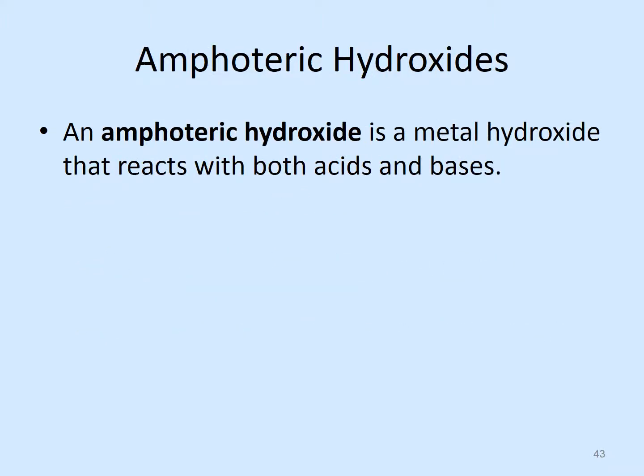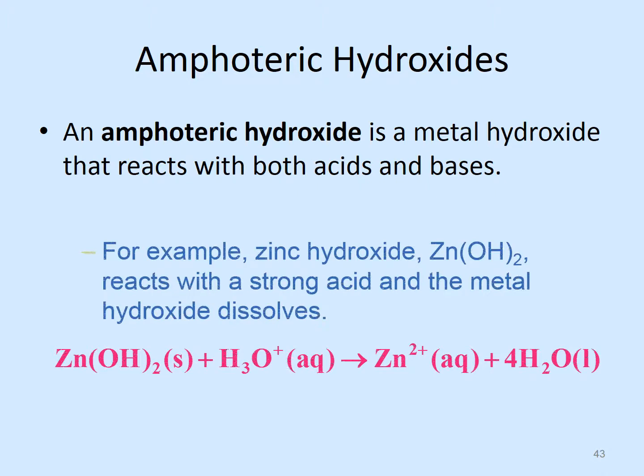So another category of precipitates is something called an amphoteric hydroxide, which is just a metal hydroxide that can react with both acids and bases. An example is zinc hydroxide. And this makes sense because you think, well, zinc hydroxide is a base, so it should be able to react with an acid.